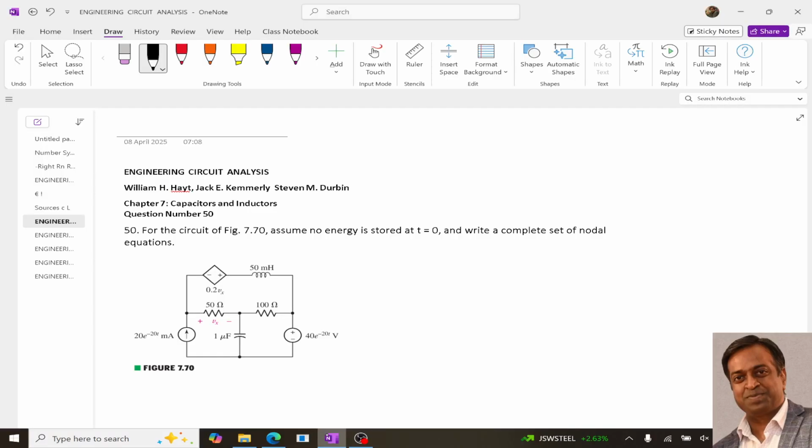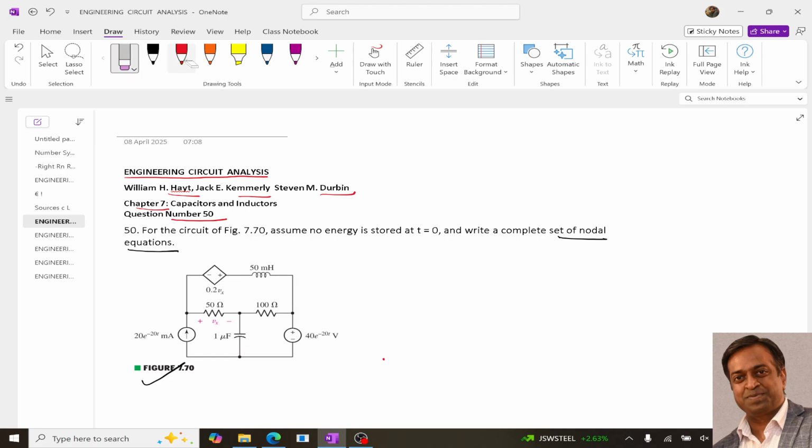Hello guys, in this video I am going to tell you how you can write the nodal equation for this particular circuit. This circuit is taken from the Engineering Circuit Analysis book by Hayt and Kemmerly, question number 50 of chapter 7. Here we need to write the nodal equation, and the problem is that we have the capacitor as well as the inductor in the circuit.